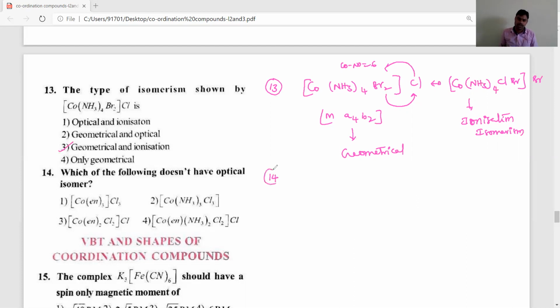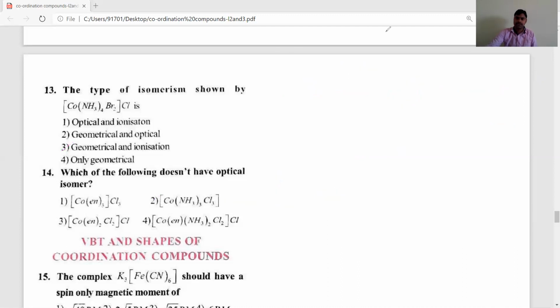Let's see the 14th question, dear students. Which of the following doesn't have optical isomerism? The second option does not show optical isomerism. It is an Ma3B3 type of complex, which does not show optical isomerism. It is optically inactive, but shows only geometrical isomerism. So the 14th question answer is the second option. Okay students, let's see the 15th question.